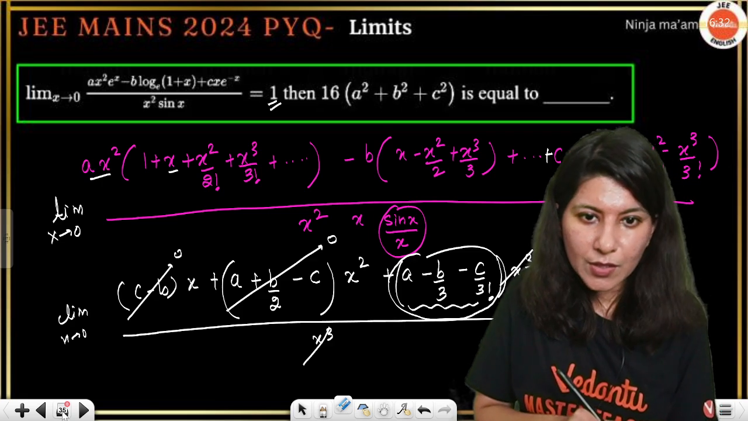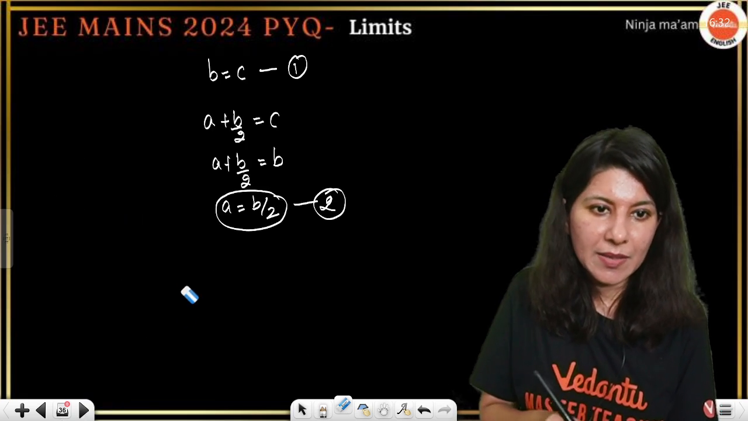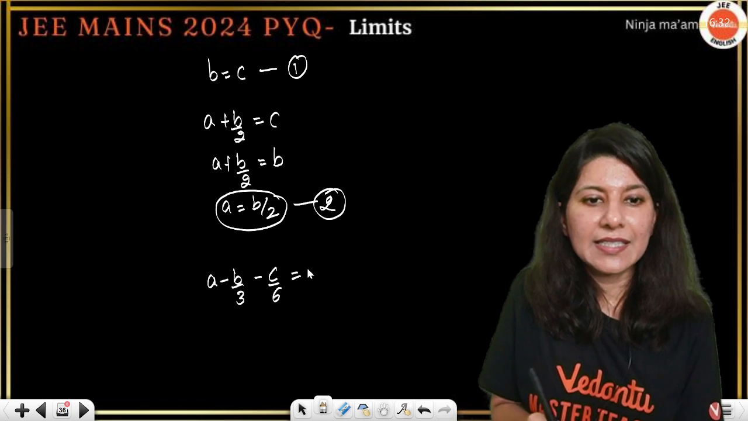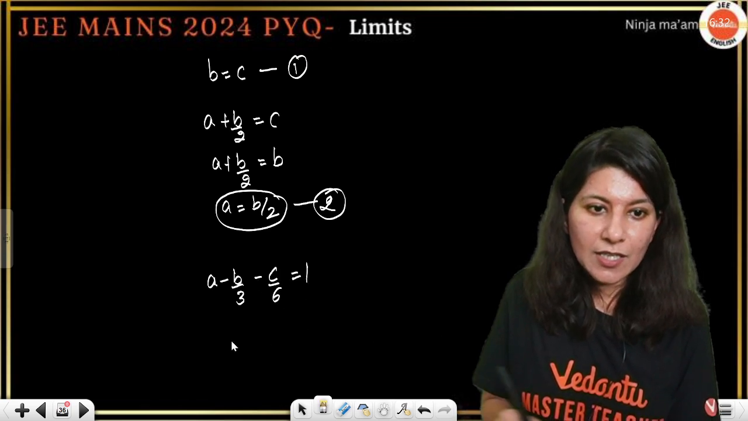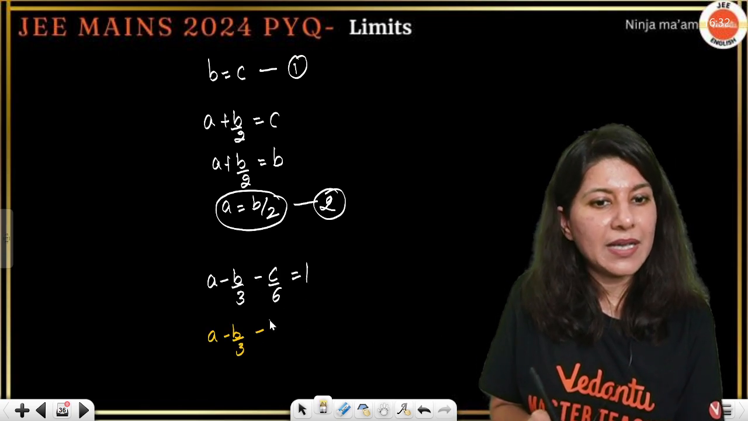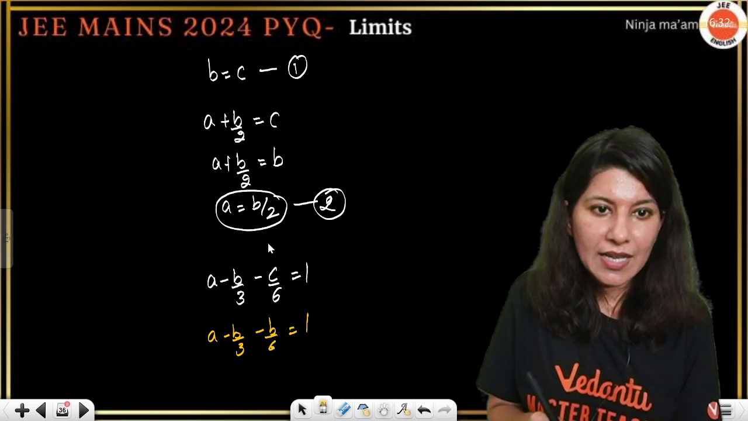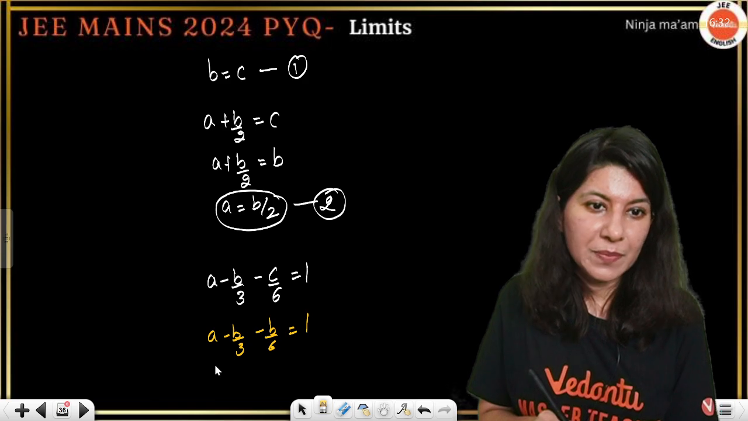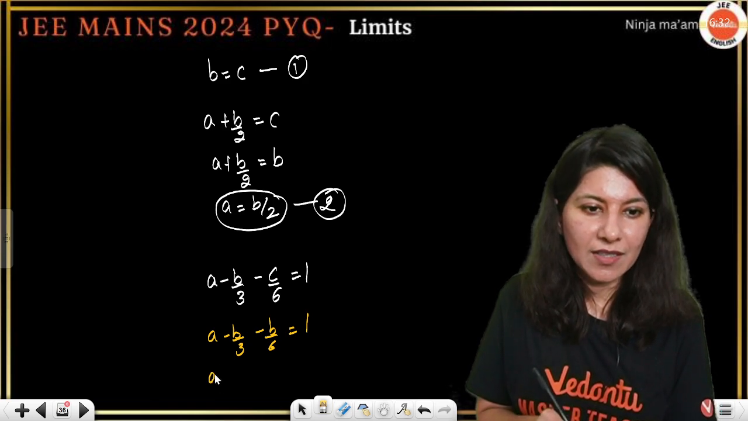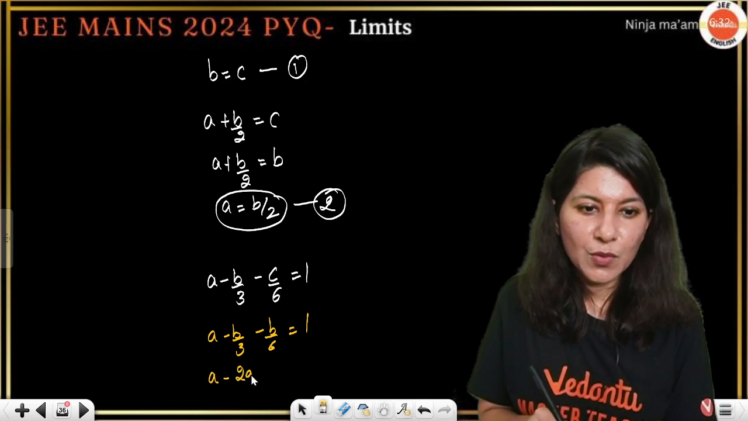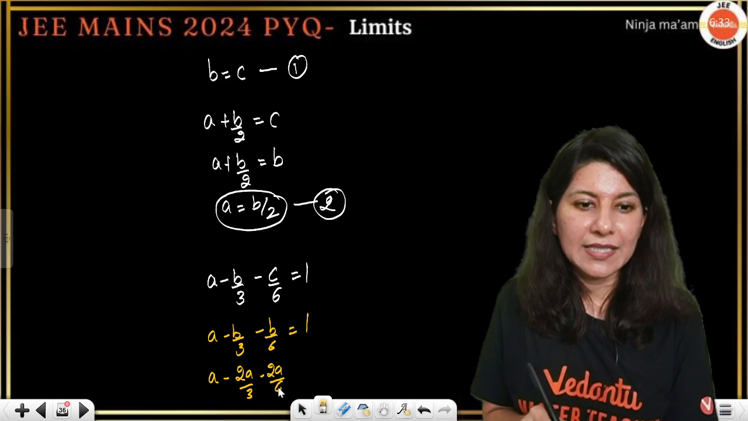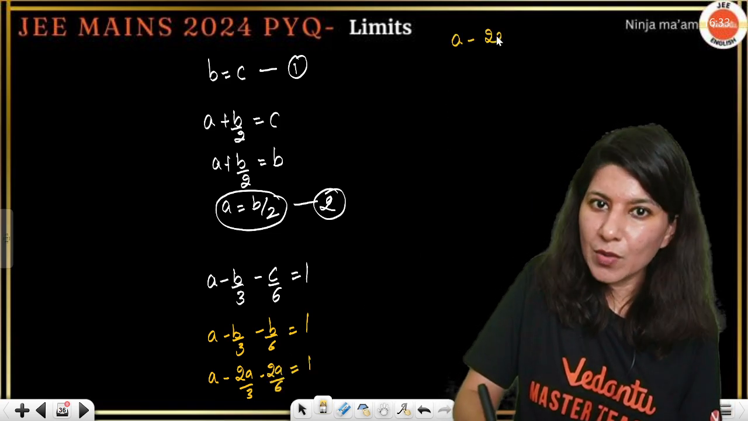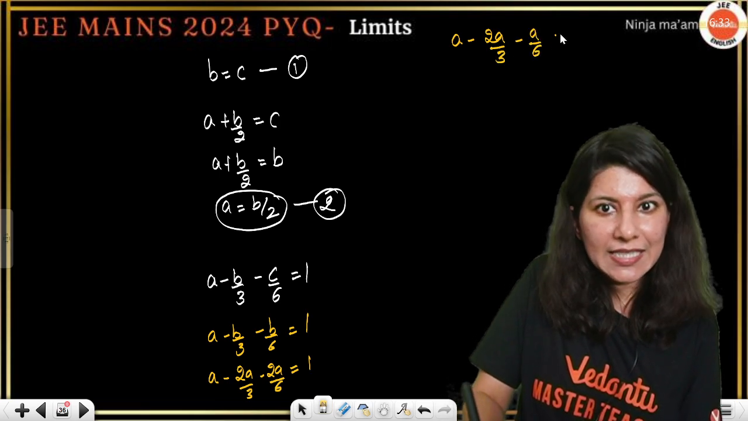And this is the third one: a minus b by 3 minus c by 6. So a minus b by 3 minus c by 6 is 1. Now b and c are equal, right? So a minus b by 3 minus b by 6 equals 1. And a is also b by 2, or b is equal to 2a. This also we can write now. So b is equal to 2a. 2a by 3 minus 2a by 6. 2a by 6 is what? Equals 1.